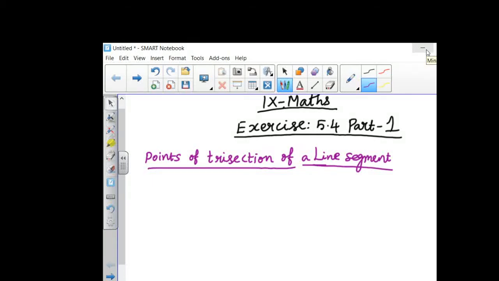Good morning, students. Today we are going to see about points of trisection of a line segment. Already we studied about the midpoint. Midpoint is nothing but a bisection.